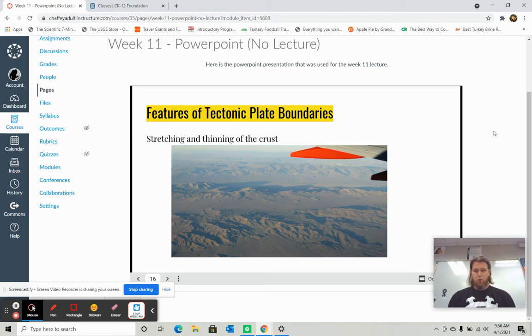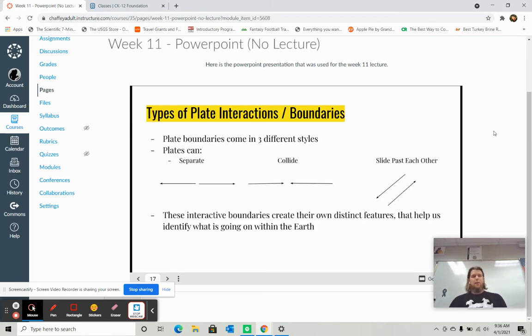So it's kind of cool. And these are our types of plate interactions and our types of plate boundaries. They come in three sort of different styles. They can separate, which means that they move away from each other, which we call divergence. They can collide and come together in what we call convergence, or they could slide past each other with little to no vertical motion. And so we would call that strike slip. We'll get into names for it. It's also called transform boundaries, but it's just another type of interaction.